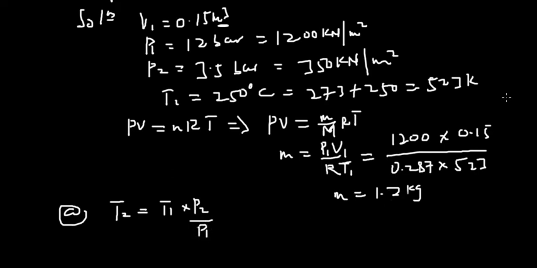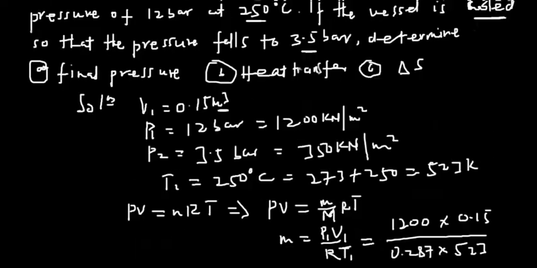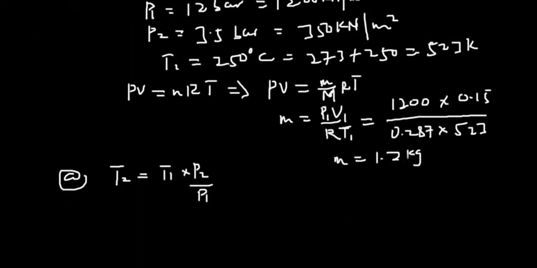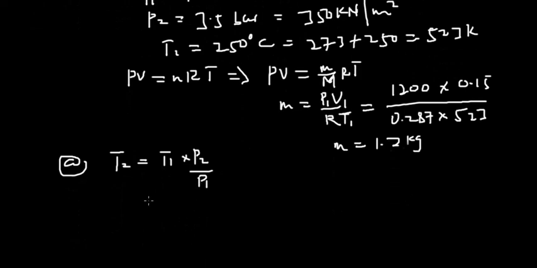So from our initial stages we learned something about Charles' law, Boyle's law, and all that. From there you can notice that there is another law. We are looking for the final pressure. From here you can notice that we could calculate for T2. For T2 we know that our T1 is 523, multiplying P2, which is 3.5, and then divided by P1, which is 12.